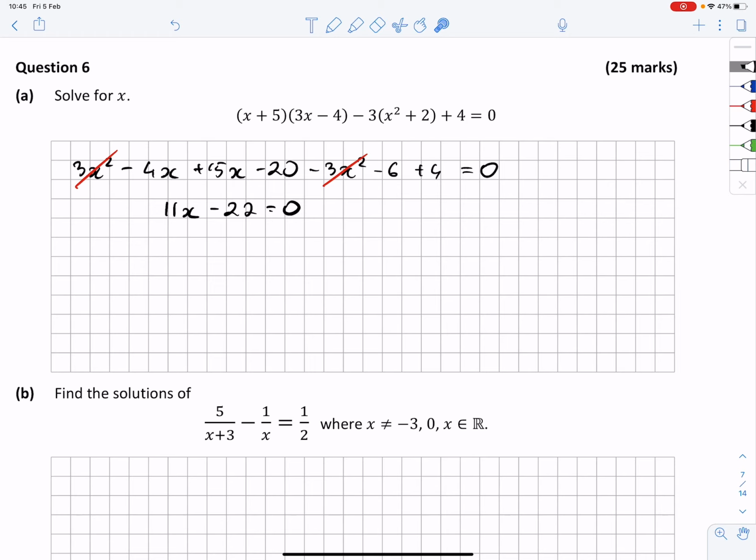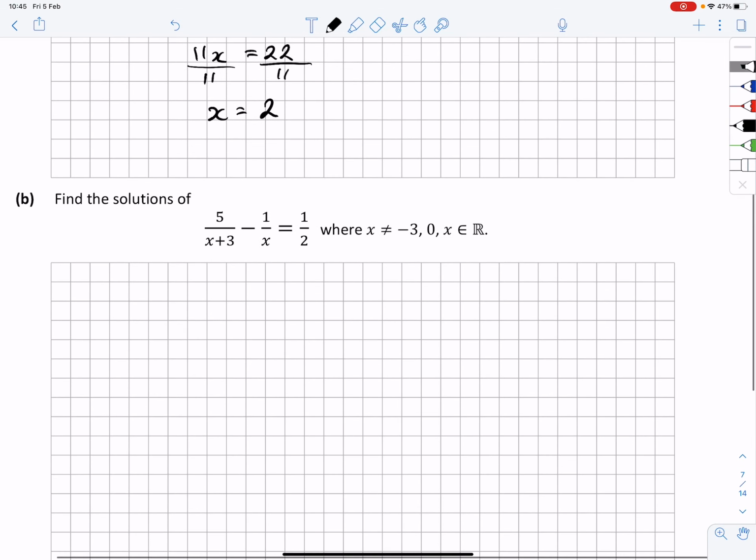Solving this equation requires us to move minus 22 to the right hand side. So I get 11x equals 22. And I divide both sides by the coefficient of the unknown variable x, which is dividing both sides by 11 to get that x equals 2. And that's the solution of this problem.